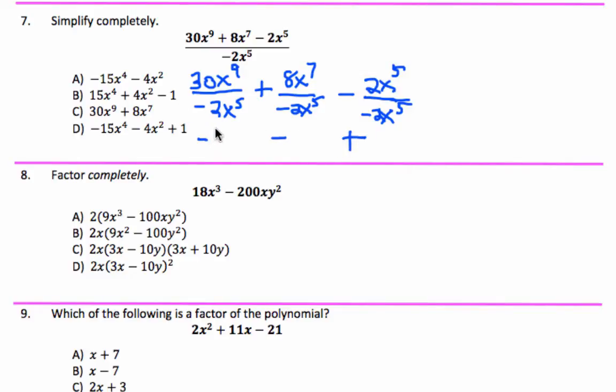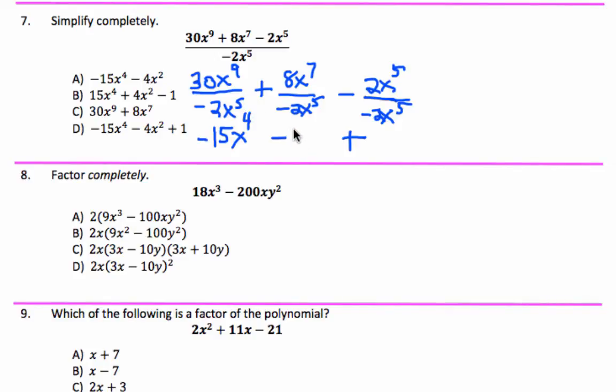30 over 2 is 15. And x to the 9th divided by x to the 5th. We have 9 x's on the top. X is being multiplied by itself 9 times on the top, 5 on the bottom. 5 of them will cross out, so we'll be left with 4 of them on the top. The way that you could do that with the rule is you subtract exponents when you divide.